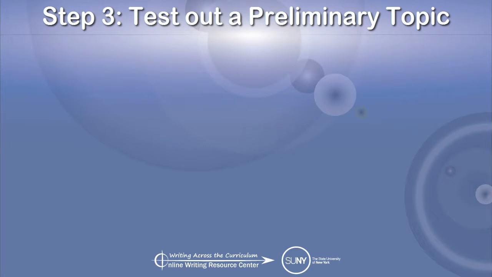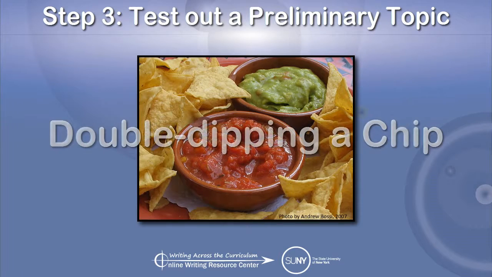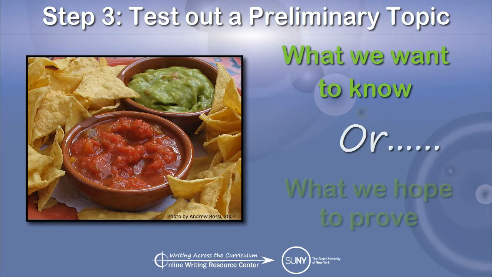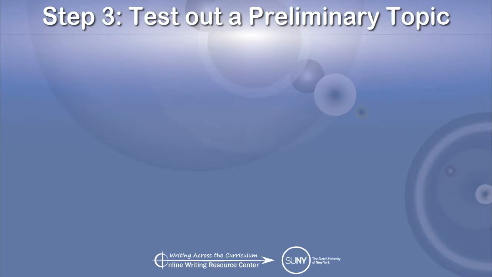Finally, let's take a very general, very broad subject, like double-dipping a chip, and see how we can choose and test a preliminary topic. To begin, we need to determine what we want to know or what we hope to prove about double-dipping a chip. For this reason, most research topics develop in one of 2 ways.